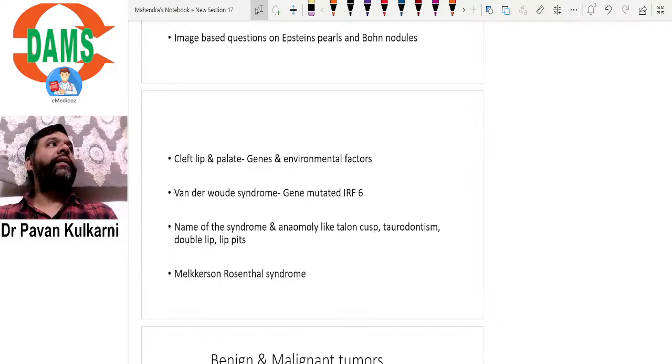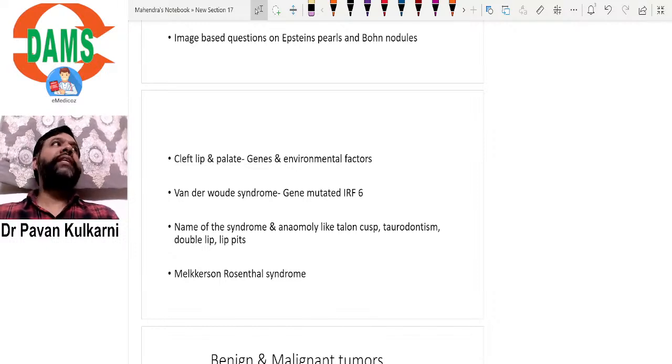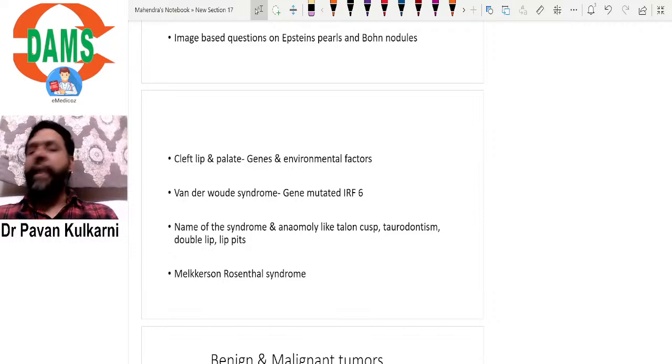Cleft lip, cleft palate. Genetic factors we are supposed to know. Mainly the genes, MSX1 is the main gene that we are supposed to know. And there are many other genes. One of the important genes is IRF6, interferon regulatory factor 6. This is the gene that is mutated in a syndrome called van der Woude syndrome.